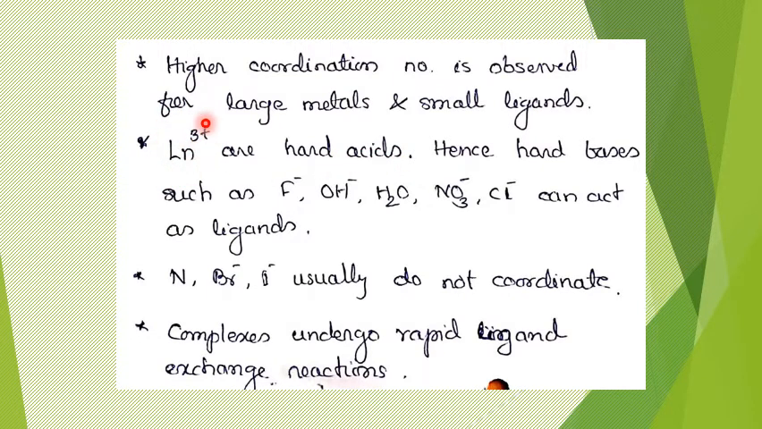So we can find higher charge is there, and higher charge, smaller size, or if the metal ion is difficult to ionize, in that case it will behave as a hard acid. So being a hard acid, it will have preference for hard bases. All these ligands come under the category of hard bases. Therefore, hard acid-hard base interaction is preferred, and these kind of ligands will usually be involved in coordination rather than nitrogen, bromide, iodide, soft base kind of ligands.